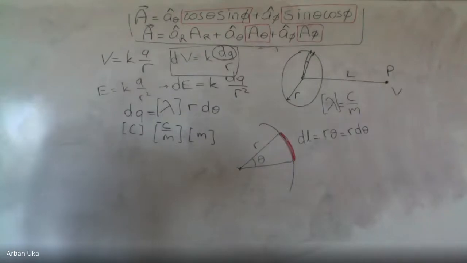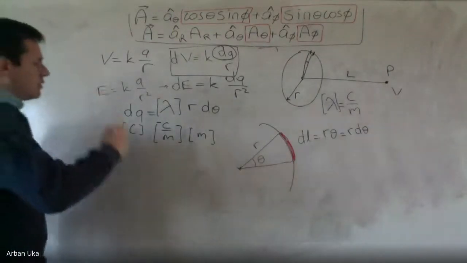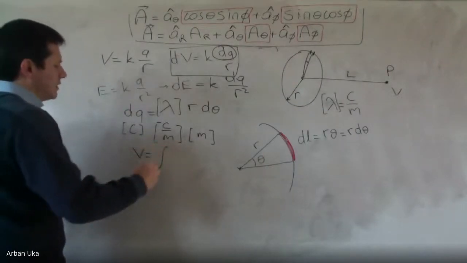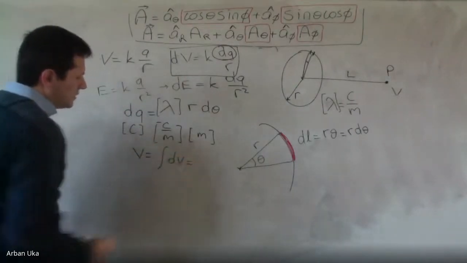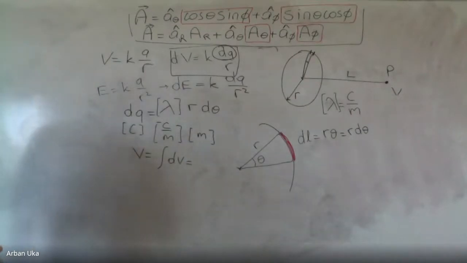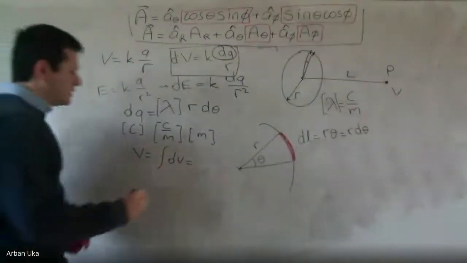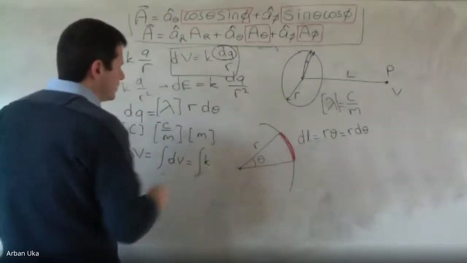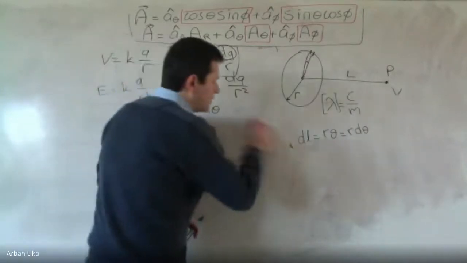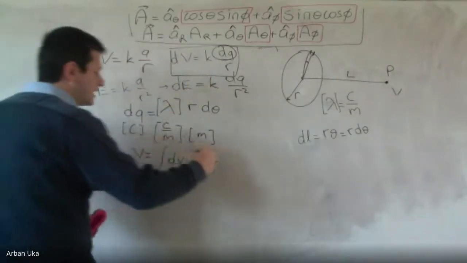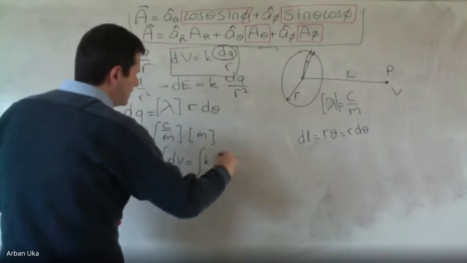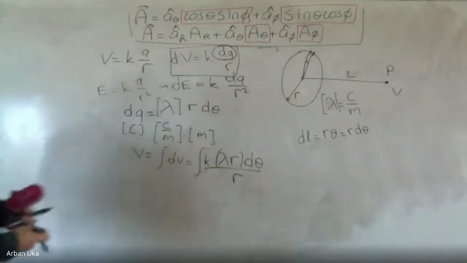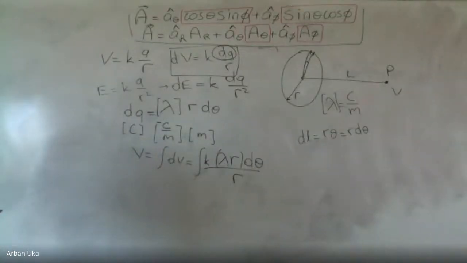Now, since we have this dq, the overall potential should be written as V equal to the integral of dV. That's all we need to do. We just need to add up over dV, and dV is k dq over r, where dq is lambda r d theta, so k lambda r d theta over r. Is it correct? What do you think?